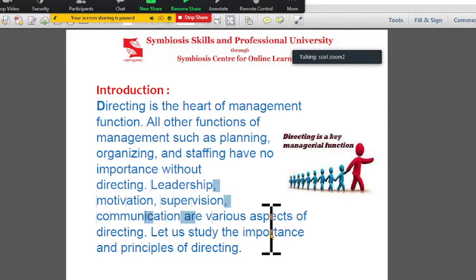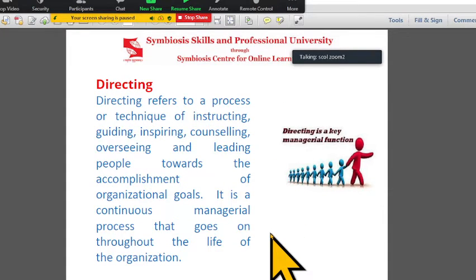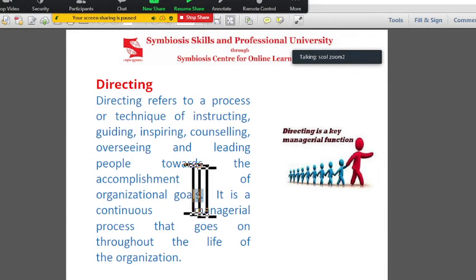So what will go in directing? We know director. What is the role of director? When we talk about an educational institute, there are directors who are looking after various courses. Or when we talk about a movie, there are again directors. What is the job of a director? A director's job is to give direction to the entire mission and vision of the concept of the organization. It depends what sort of project we are talking about. So directing refers to the process or technique of instructing, guiding, inspiring, counseling, overseeing and leading the people toward accomplishment of organizational goals. This is what is very important.